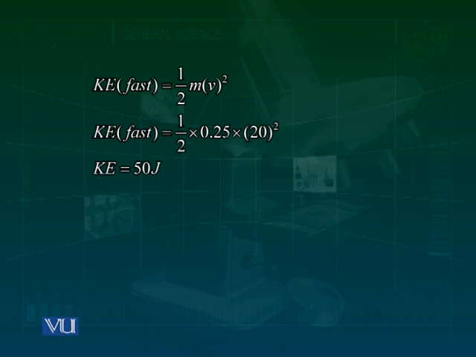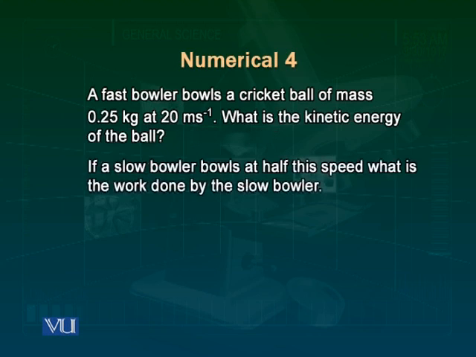400 into 0.25 divided by 2 is 50 joules. So the kinetic energy which the fast bowler is going to deliver is going to be 50 joules at that speed. Now, if we look at a slow bowler, let's say our slow bowler is bowling at half the speed, at about 10 meters per second.